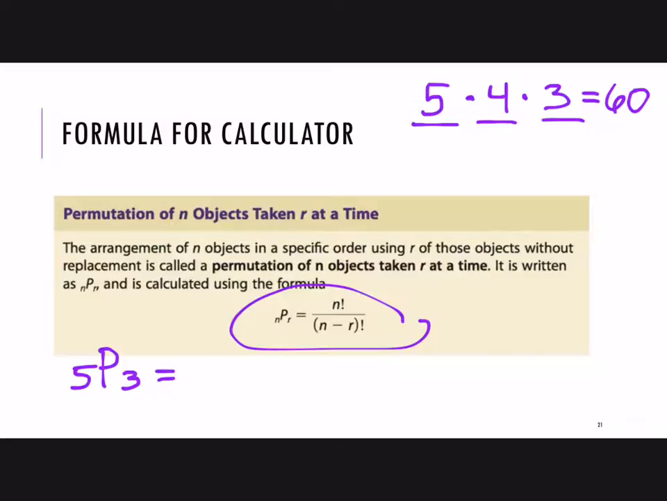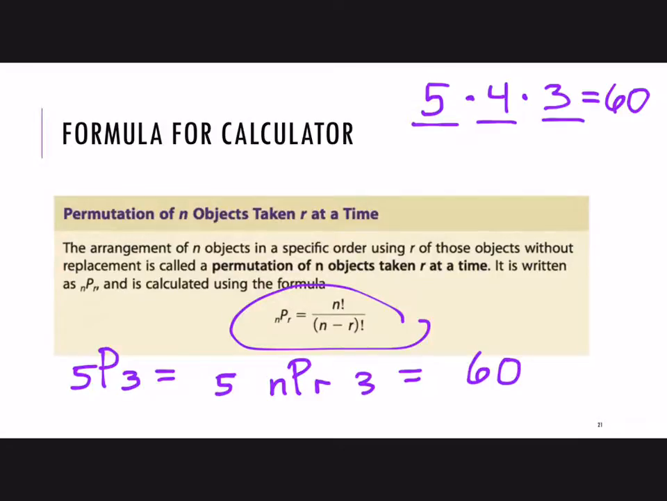So what you want to do is just type in the 5 and then that key nPr, and you're going to find that in a similar spot to where you found the factorial symbol. So look for that. And then you hit the number 3. And then that should give you the same answer, also 60.